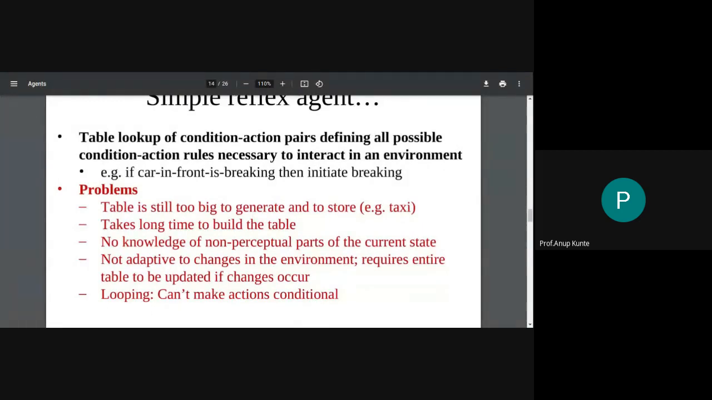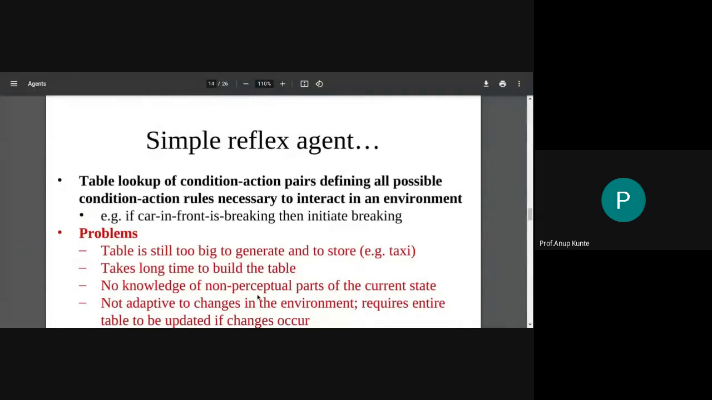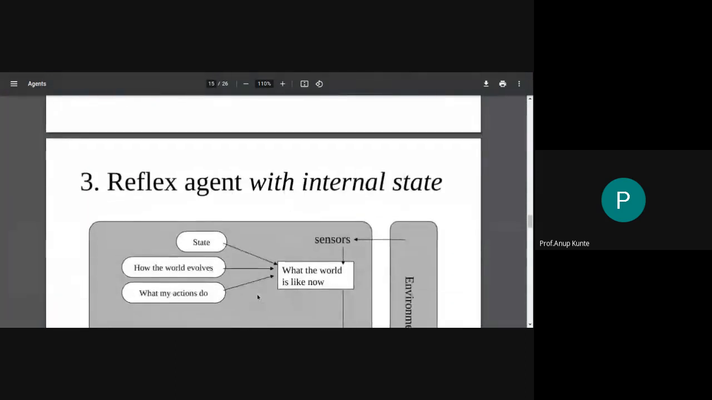Looping can't make the action conditional. So that is what I think. So you can't make any action conditional. ये करना चाहिए, नहीं करना चाहिए. So that is another concern with simple reflex agent.